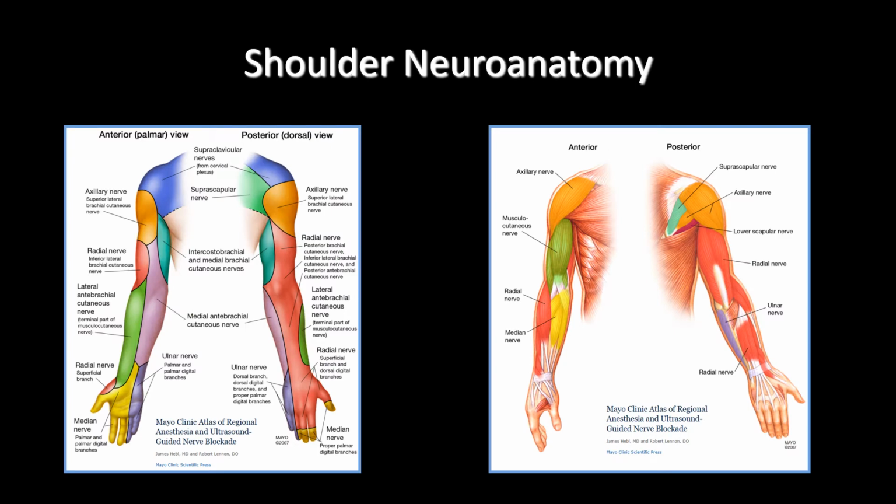Expanding on the shoulder neuroanatomy, on the left-hand side you'll see an illustration of the upper extremity. You have several key nerves that innervate the skin around the shoulder, and that's the axillary nerve on the lateral aspect. On top of the shoulder is the supraclavicular nerve, which is coming from the cervical plexus. And posteriorly you'll see the suprascapular nerve.